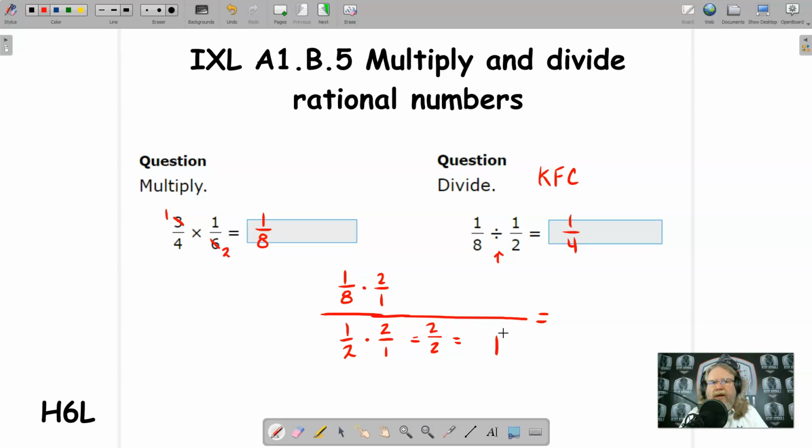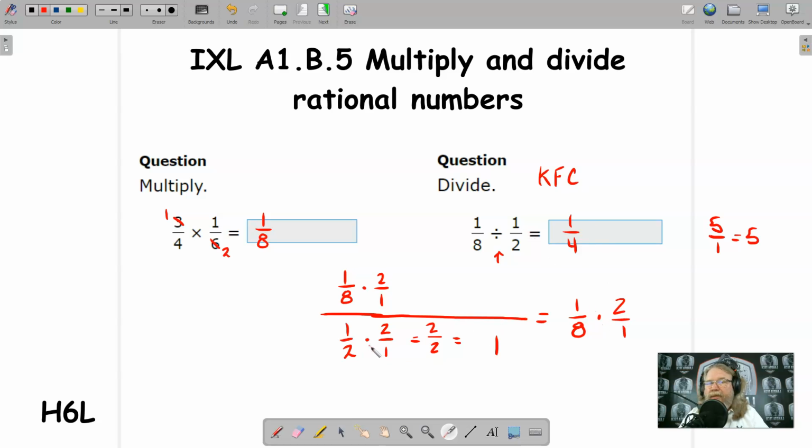So anything over 1 equals itself. If I had 5 over 1, that would equal 5. So we could just get rid of the denominator of 1 and take whatever's in the numerator. Well, what do we have in the numerator? The numerator is 1 over 8 times 2 over 1. Isn't that exactly what we did? We keep the first fraction, flip the second fraction, and we change the sign.